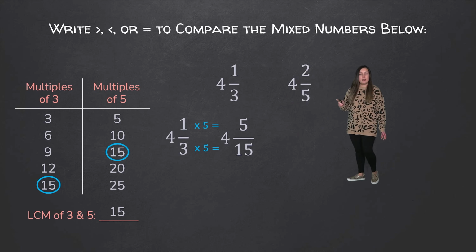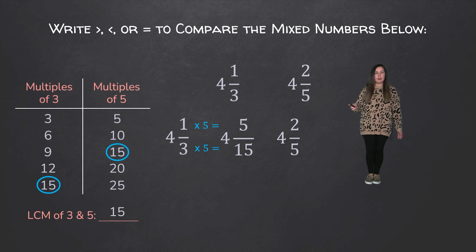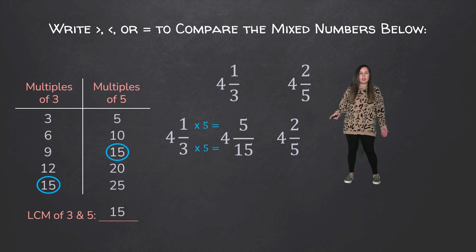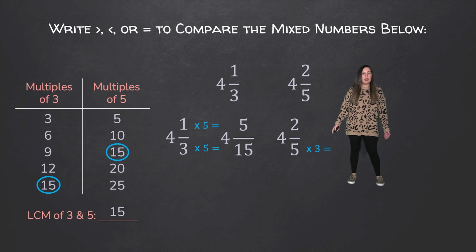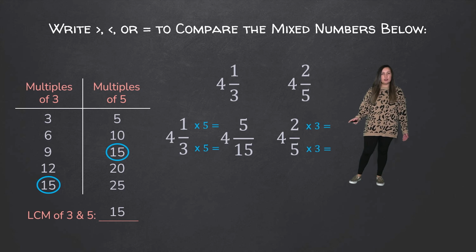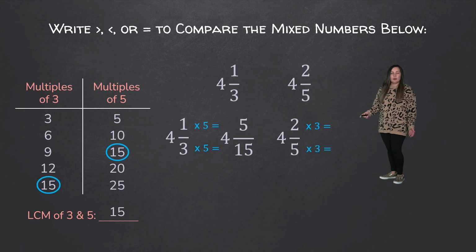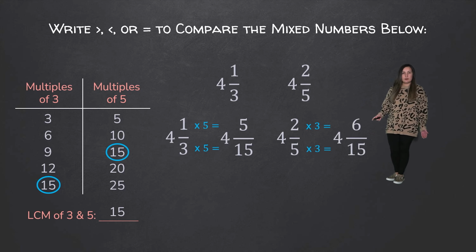Now, we're going to take our second mixed number, which is 4 2/5, rewrite it, and now we have to find an equivalent mixed number that has a denominator of 15. So our denominator here is 5, and in order to get a denominator of 15, we have to multiply this by 3. And whatever we do to the denominator, we have to do to the numerator as well. So we're also going to multiply the 2 by 3. So the whole number we leave alone, it's just going to stay as 4, but 2 times 3 is equal to 6, and 5 times 3 is equal to 15. So 4 2/5 is equal to 4 and 6 over 15.